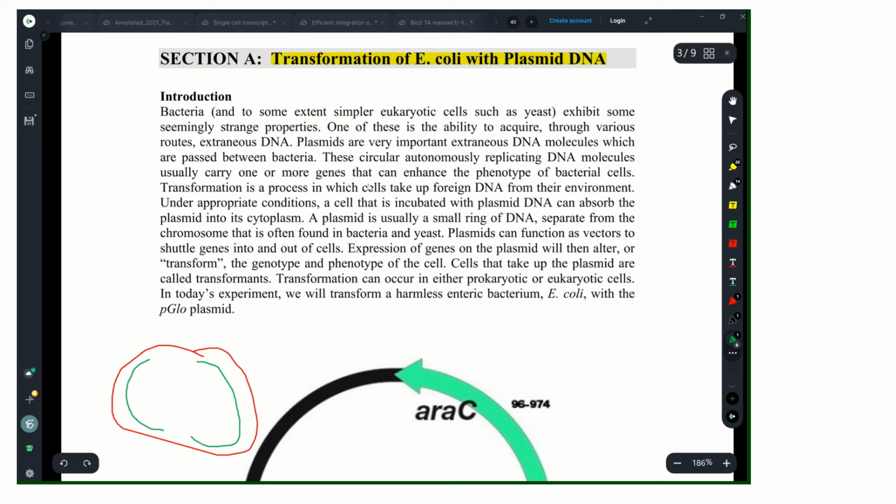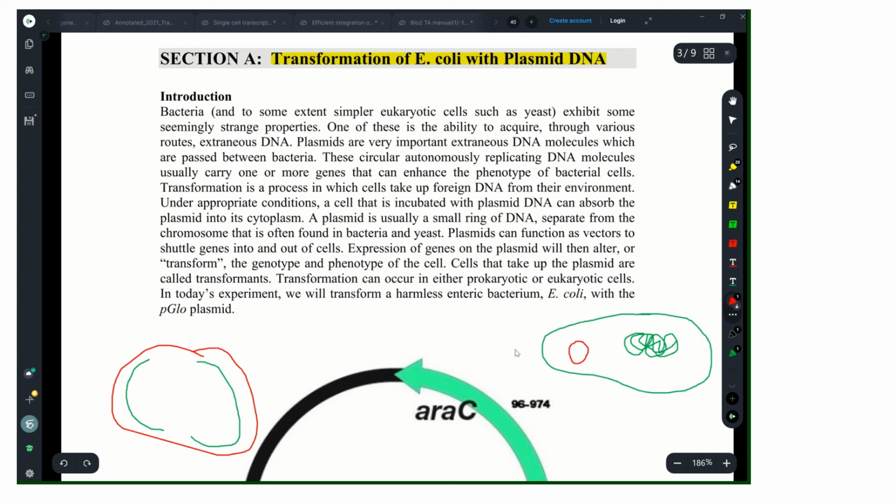Okay, so transformation is a process in which cells take up foreign DNA from their environment under appropriate conditions. A cell that is incubated with plasmid DNA can absorb the plasmid into its cytoplasm. A plasmid is usually a small ring of DNA, separate from the chromosome, that is often found in bacteria and yeast. So we can say that this is a bacteria, and then this is the chromosomal DNA. And then the plasmid would be right here.